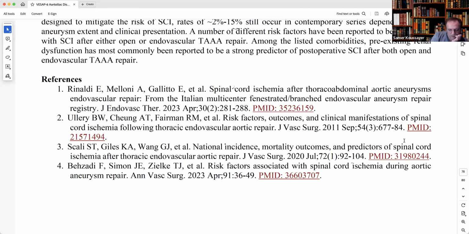Other questions? Even for infrarenal aortic aneurysm, guys, any questions? Dissection, infrarenal, juxtarenals, EVAR, TEVAR?